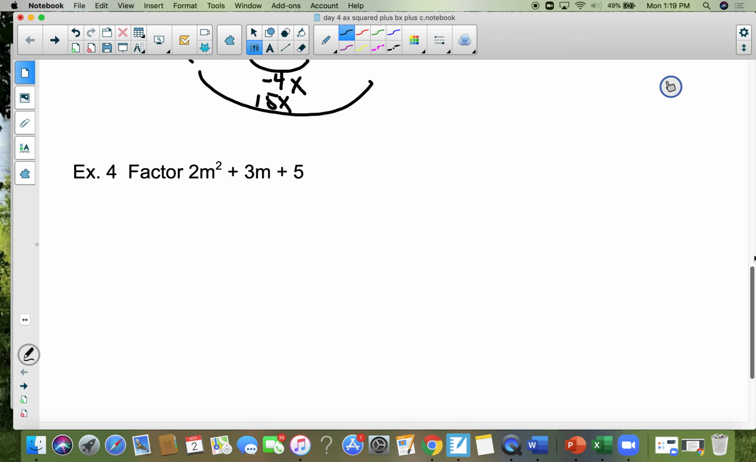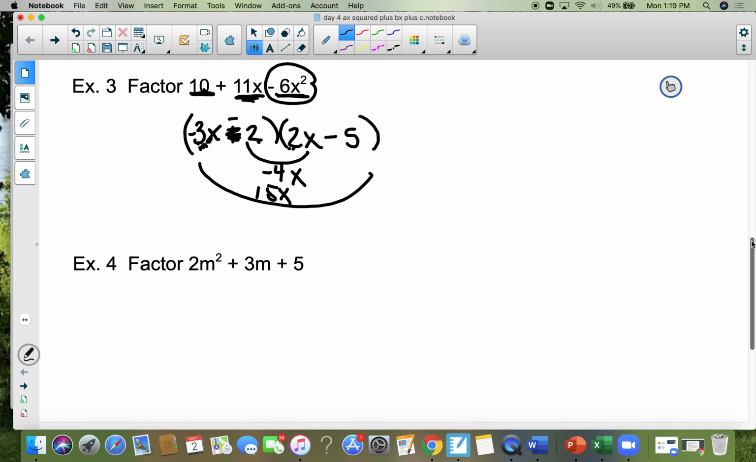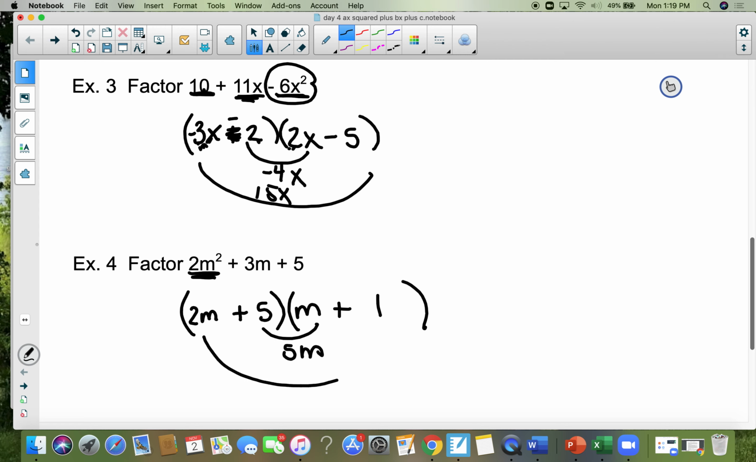Some of these might not work and be prime also. I don't know. Maybe this one's prime. I don't know if I have any primes out here. 2m squared. You need to have a 2m and a 1m. I'm going to put the 5 here and the 1 here. And I'm going to get 5m for my oi and 2m for my oi. But that adds up to 7m, so that doesn't work.